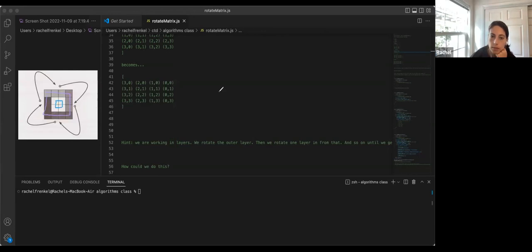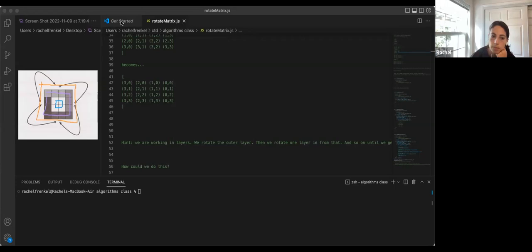Does that make sense? And if this matrix was bigger, we would have taken this edge and moved it to here, this edge moved it to here, this edge moved it to here, and then gone into this one, and then this one. Does that make sense?